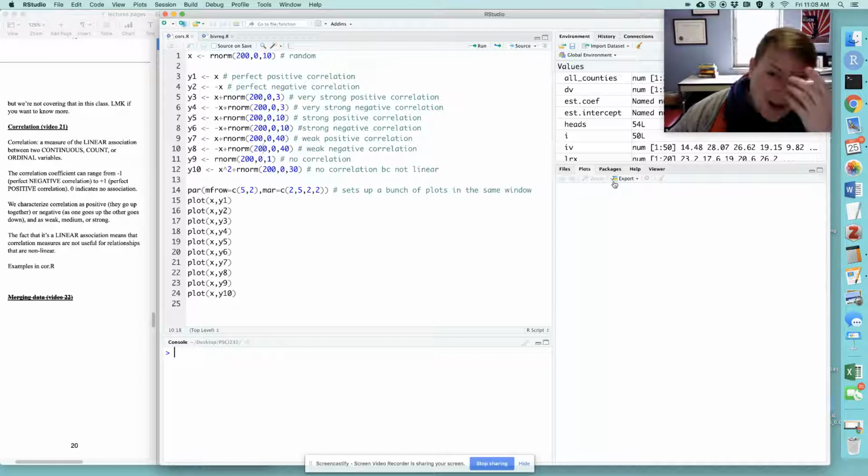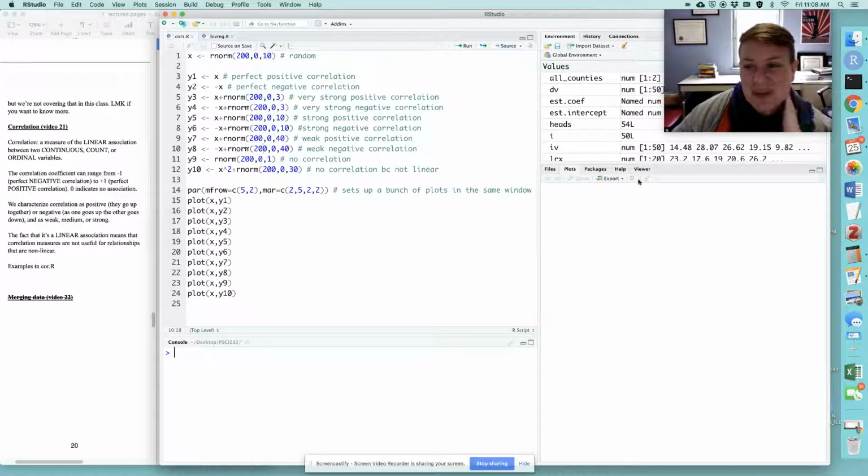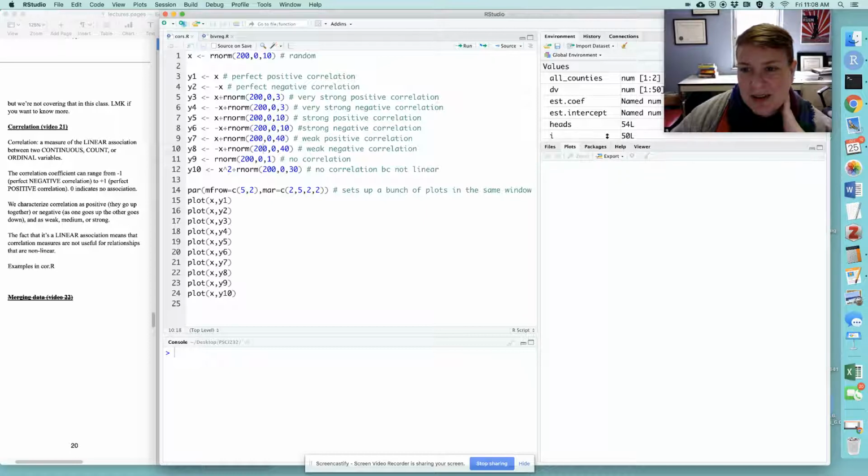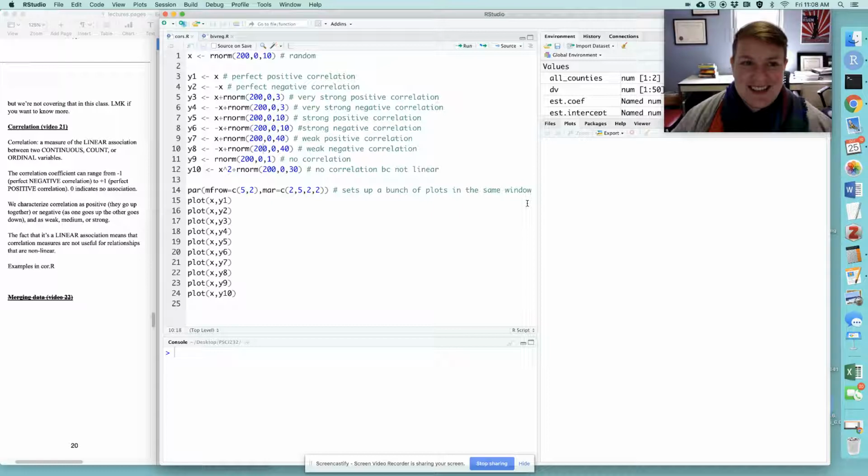You don't need to open R. I made this so that I can show you some graphs. Let me make this graphics pane nice and big. What I've done here in cores.r is first make a totally random variable called x. And x is going to be the independent variable, the x-axis, in every one of these plots. Now I made y1 and y2. y1 is equal to x, so that's going to be a perfect positive correlation. y2 is negative x, a negative correlation.